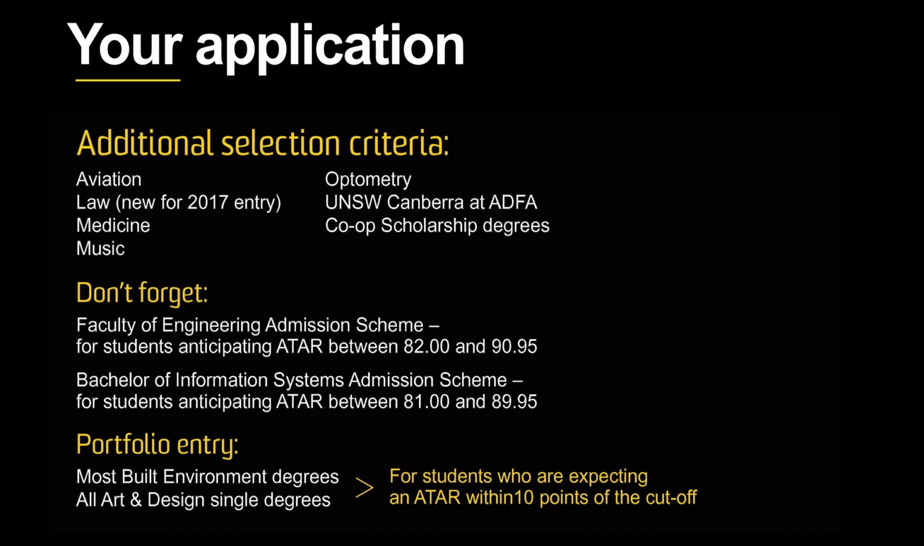The first one is, of course, additional selection criteria. This is specific to UNSW only degrees, and it is for aviation, law, medicine, music, optometry, the UNSW Canberra at ADFA program, the Defence Force Academy, or our co-op scholarships. These are degrees that, in addition to your UAC application and a preference for that degree on your UAC application, you will need to do something else, the additional selection criteria component.